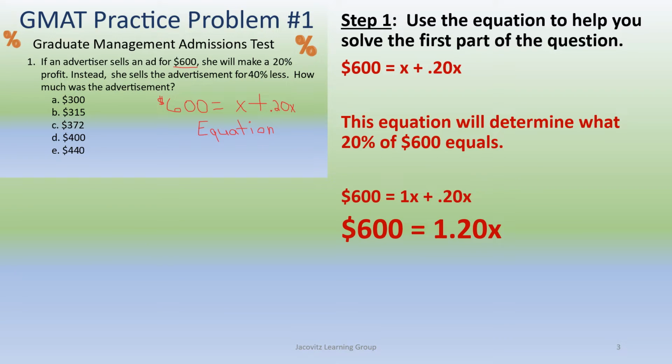So now here we are. You have 600 equals x plus 0.20x. This equation will determine what 20% of 600 equals. So here you are, set here, 600 equals 1.20x. What did I do? I remembered that this was a decimal, and I added this as a 1 whole, so I have 1.20x. And now I can solve.